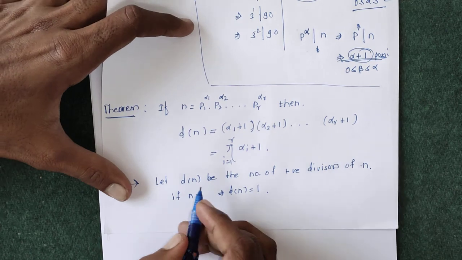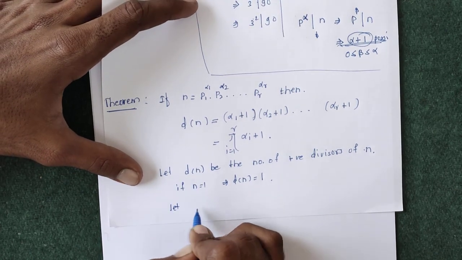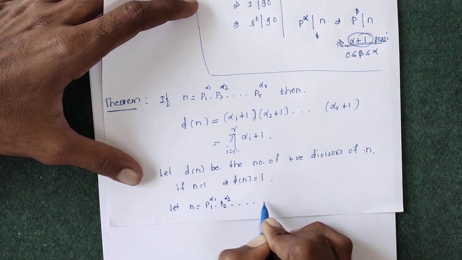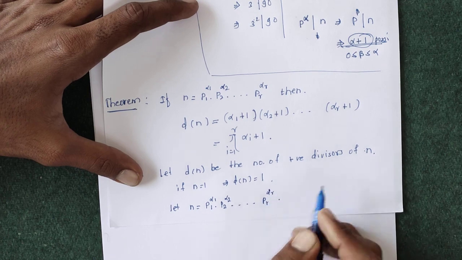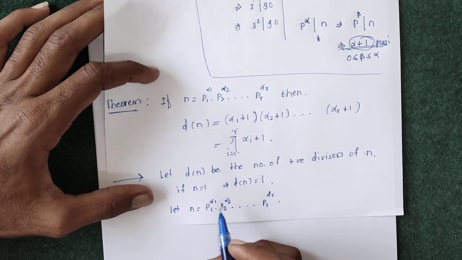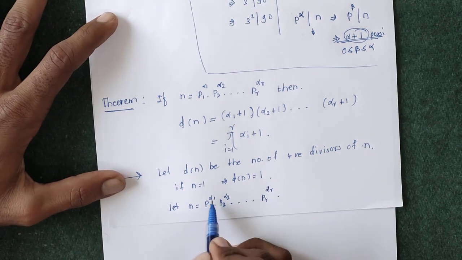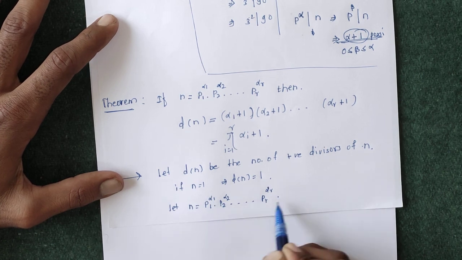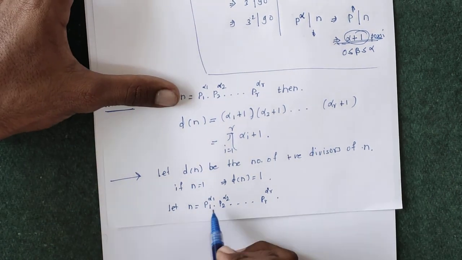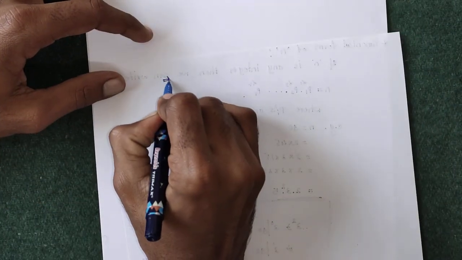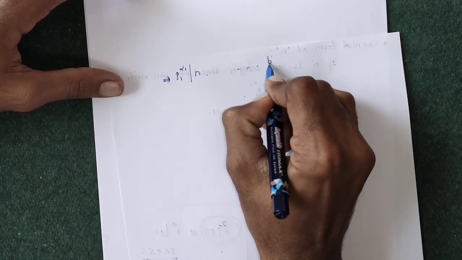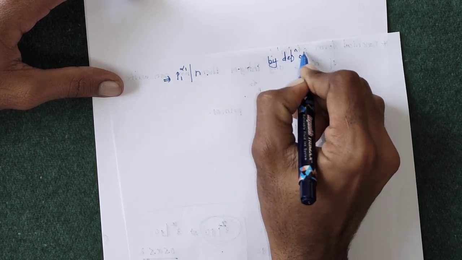Now, we are given that n is in the form n is equal to p1 raised to alpha 1, p2 raised to alpha 2, up to pr raised to alpha r. Then from this we can use the definition of divisibility and say that p1 raised to alpha 1 divides n, since n is the multiplication of p1 raised to alpha 1 into some integer. So, using the definition of divisibility, we can write p1 raised to alpha 1 divides n.